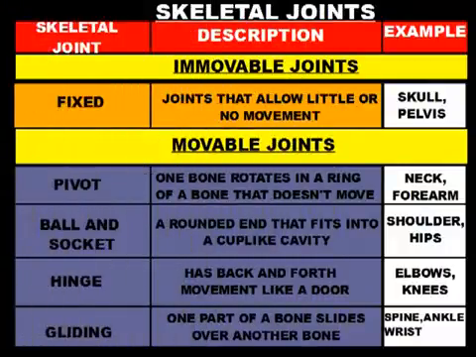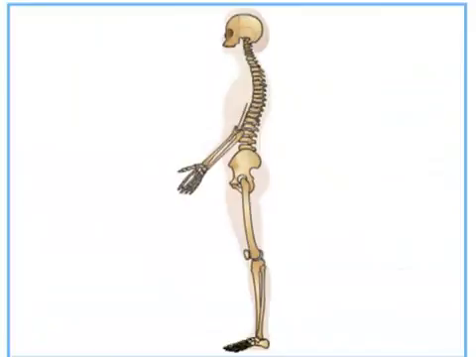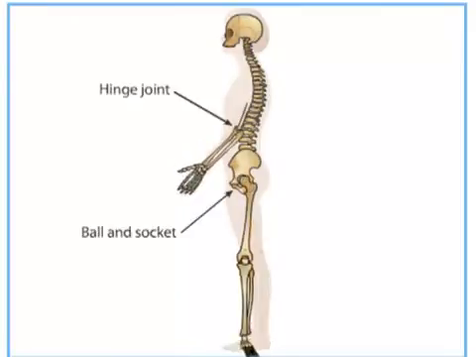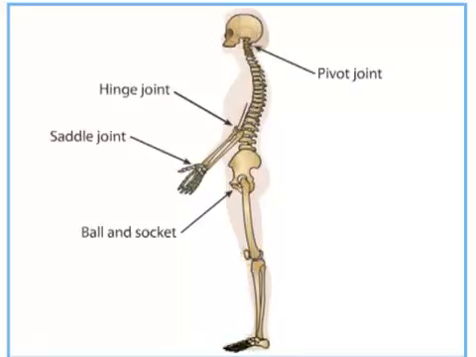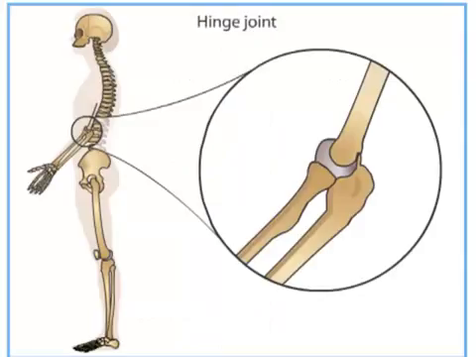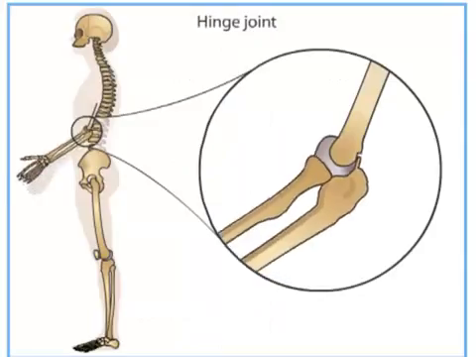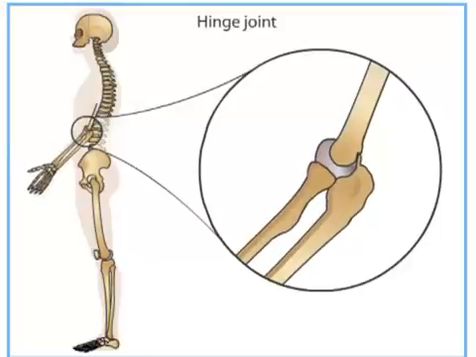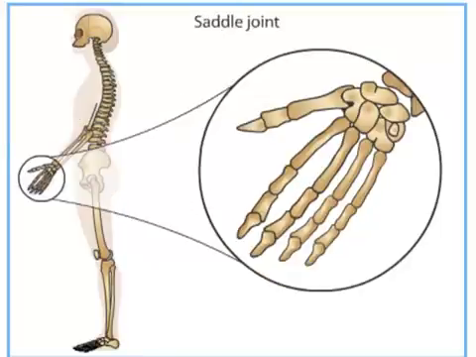So let's just watch an animation to recap on the different types of joints we talked about tonight. Most of the joints in the body are movable joints. Movable joints include hinge, ball and socket, pivot, saddle, and gliding joints. An example of a hinge joint is found in the elbow. It allows you to move your forearm forward and backward like a hinged door. Saddle joints are found at the base of each thumb. They allow you to rotate your thumbs and help you grasp objects with your hand.